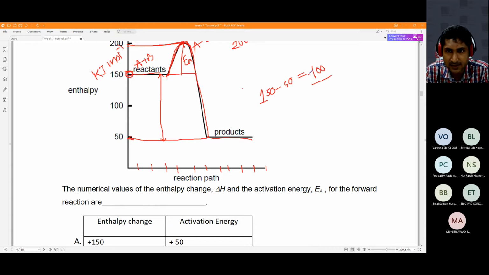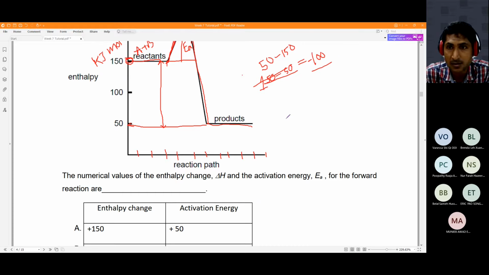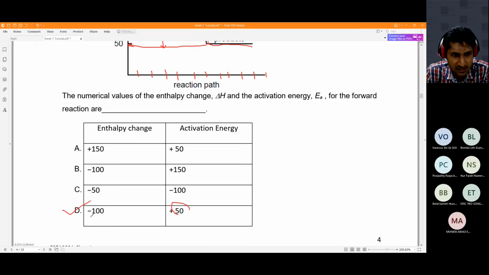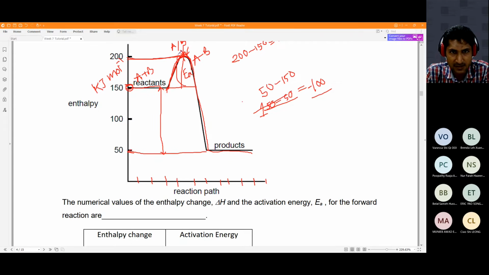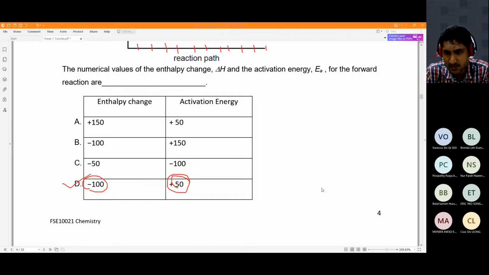And it is negative 100 because the final is 50, right? So I should write it this way. The final is 50 and it is coming from 150. Sorry, what am I doing? Negative 100, yeah. So the enthalpy change is negative 100, and the activation energy, which one is this? Activation energy is positive 50. Hope that answers your question.